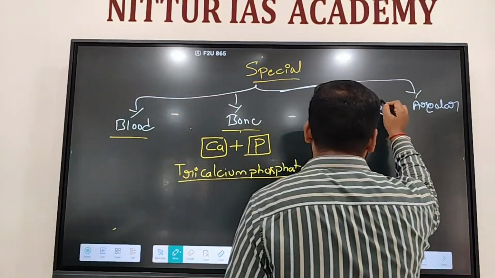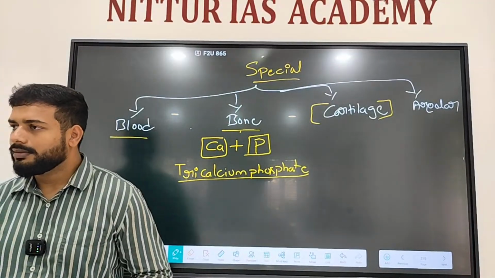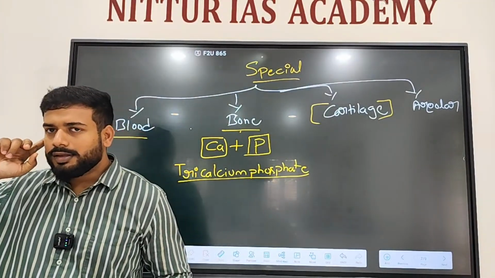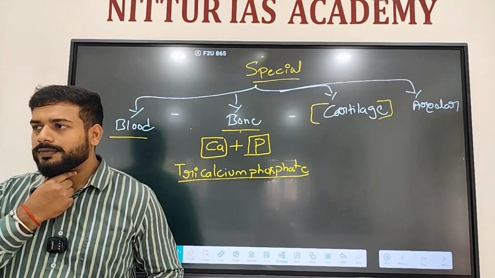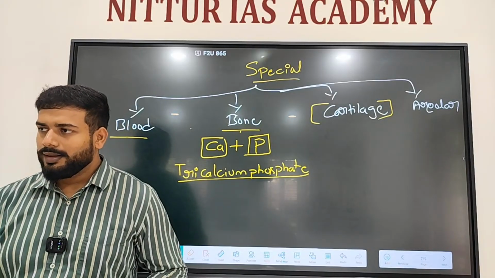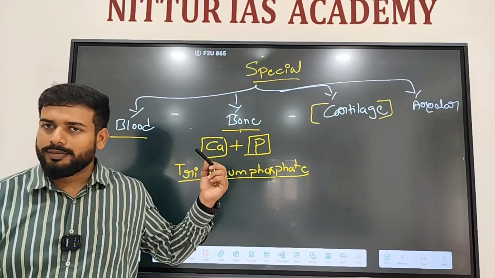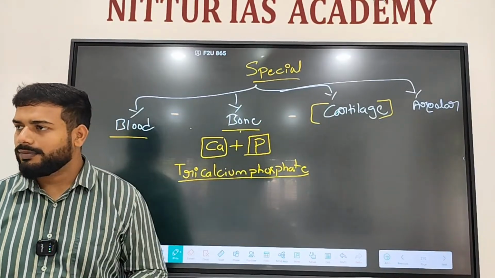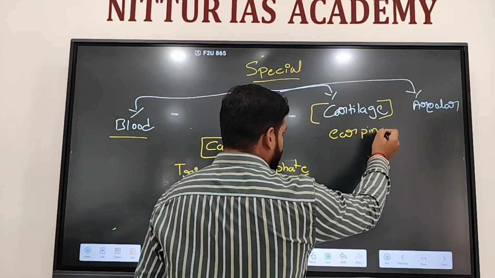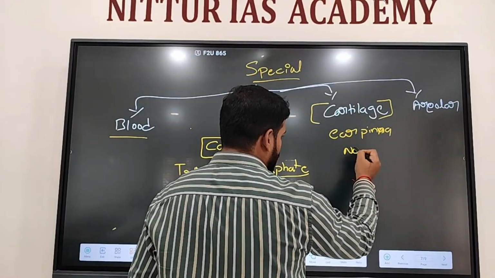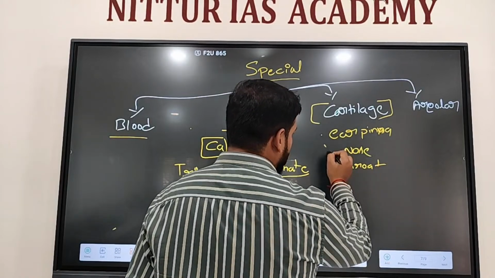Then cartilage. Where in our body can you see cartilage? Soft bone present in our ears, nose, throat, that is cartilage. Softer than normal bone. We can say soft bone, cartilage. Ear pinna, nose, throat, etc. We can see cartilage.